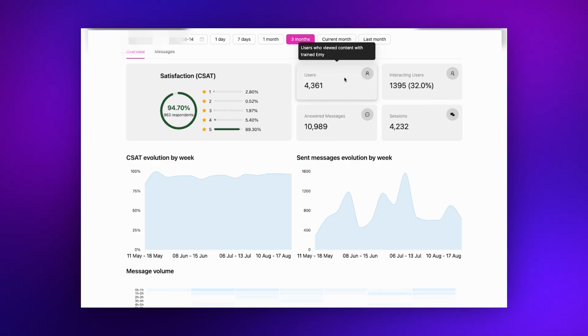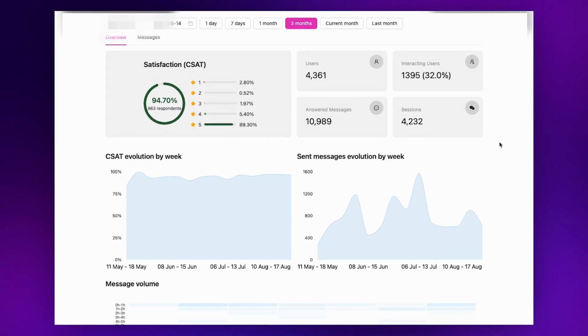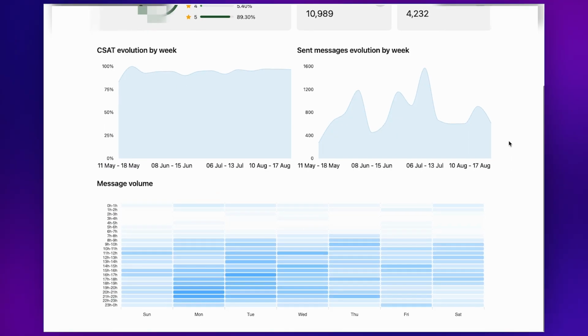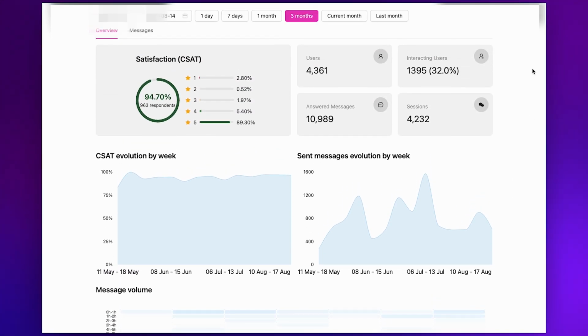In addition to all this, Emmy offers a dashboard with essential data on how your content is being used, providing insights into student engagement, frequently asked questions, and learning behavior, helping you generate powerful insights to improve your business results.